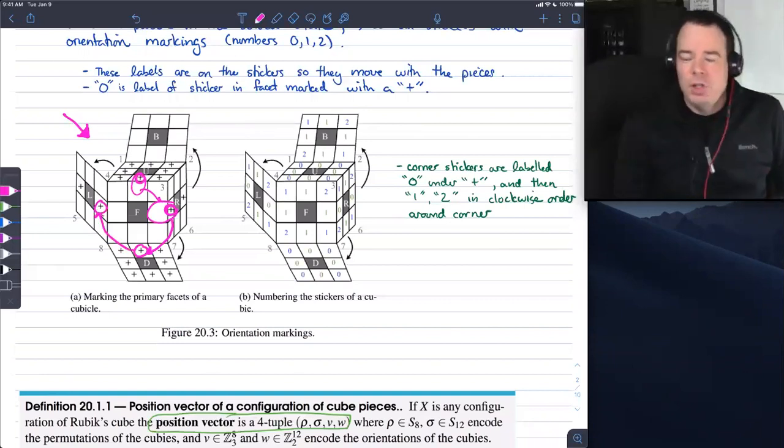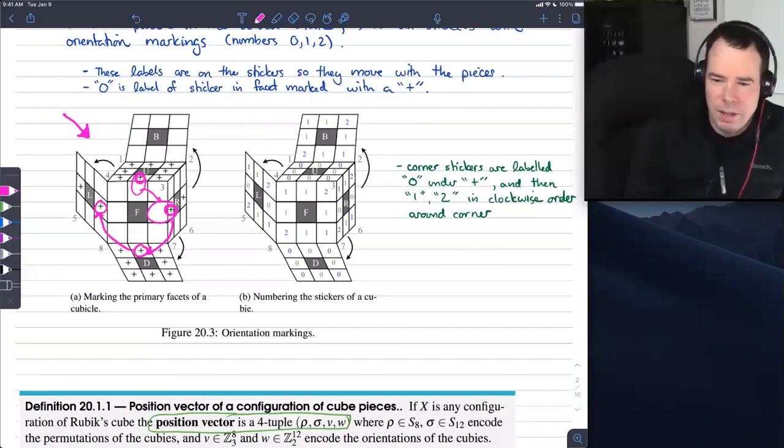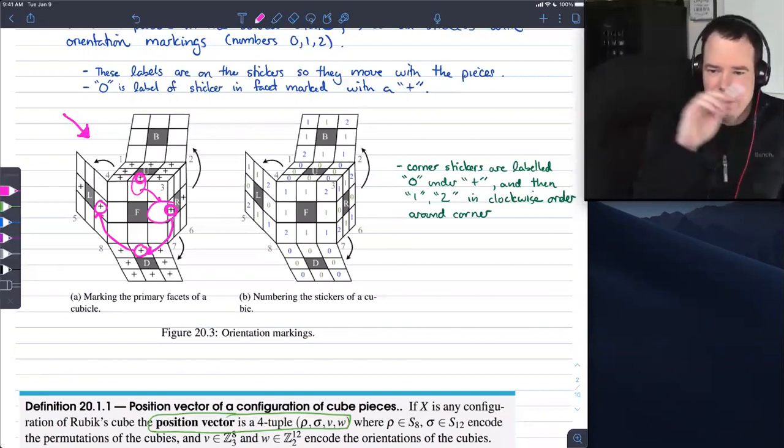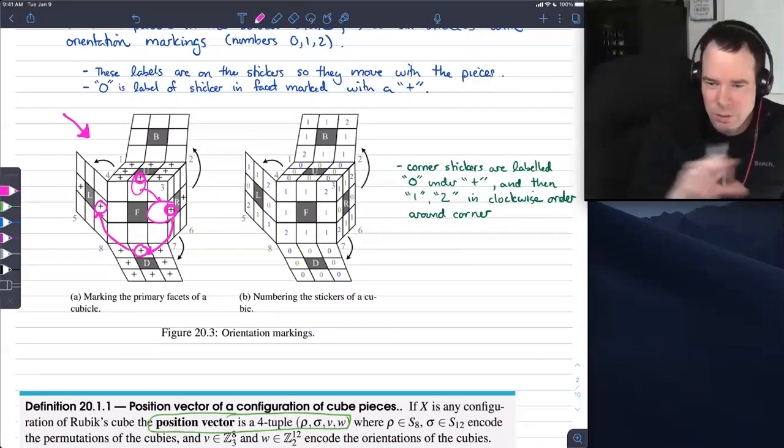So we're not changing the orientation vector for the edges at all. They don't change. When you do a front move, the numbers that are under the plus sign are still under the plus sign in their new location. The only ones that change are the right or the left moves.